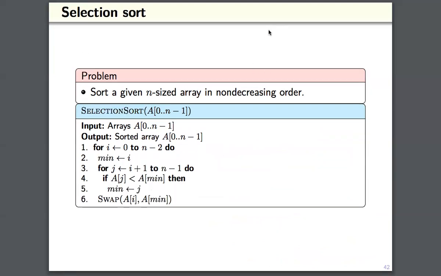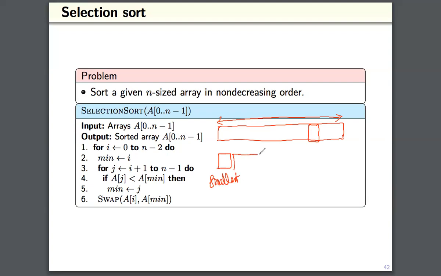Selection sort. What is the intuition behind selection sort? The idea is simple. You scan the entire array and find the minimum element of it. Suppose you found the minimum element here. Swap it with the first element. Now the smallest element, the minimum element, occupies the correct position.